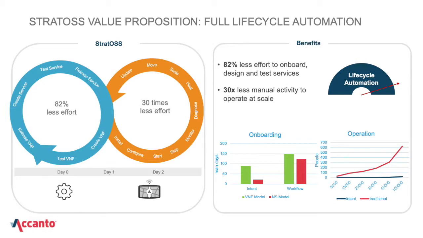At its heart, Stratoss Lifecycle Manager has an intent-driven automation engine that works like a satellite navigation system in your car. Just like with the sat-nav, where you only have to enter the destination where you want to go, the intent engine brings the service from its current state to the intended state in a fully automated manner without the need for manual workflow programming.